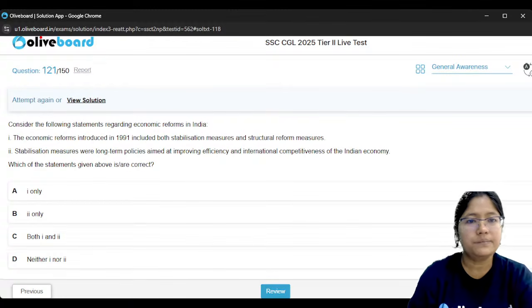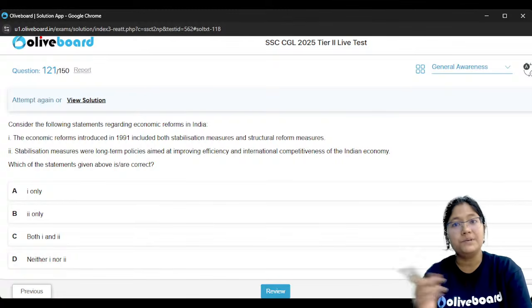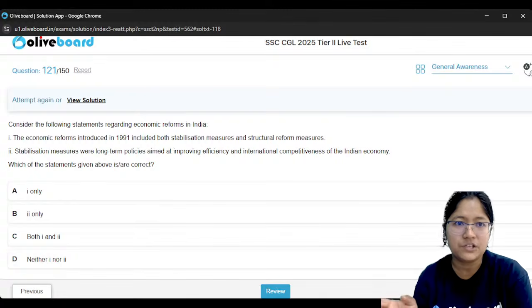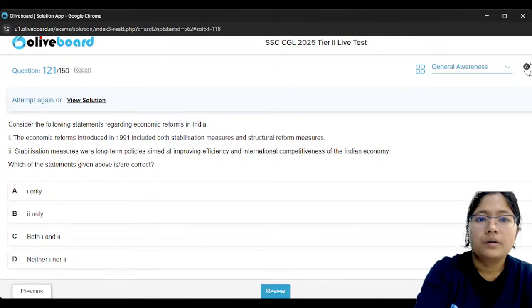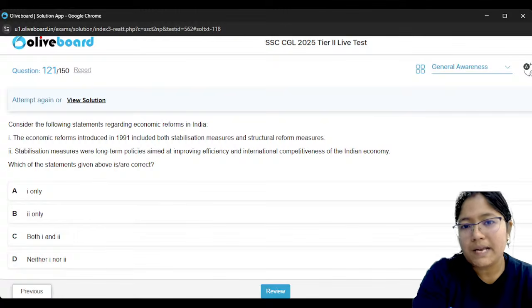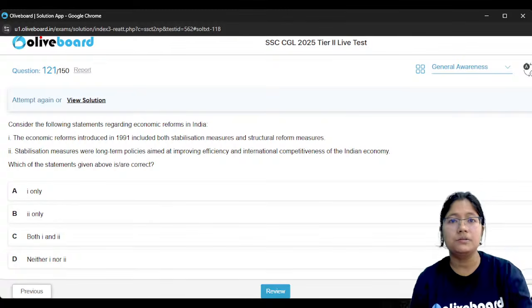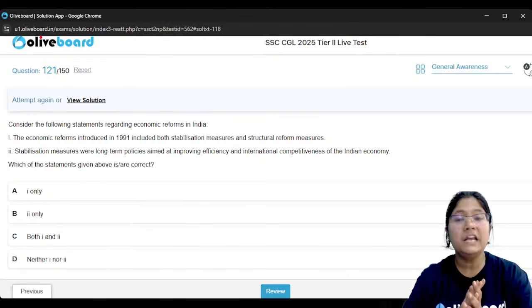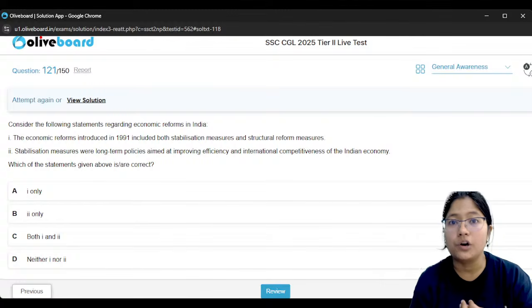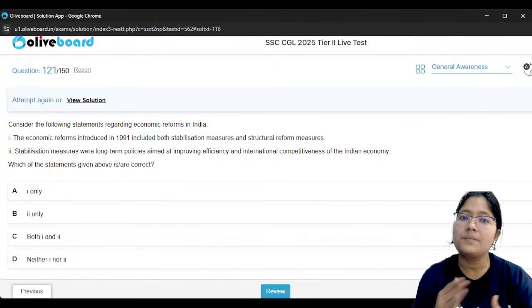Consider the following statements regarding economic reforms in India. The economic reforms introduced in 1991, that is the LPG reforms, the liberalization, privatization, globalization, included both stabilization measures and structural reform measures. Stabilization methods are short-term methods. If there is inflation happening, if there is wheat shortage, suddenly we will have to import wheat from other countries. These are the stabilization methods.